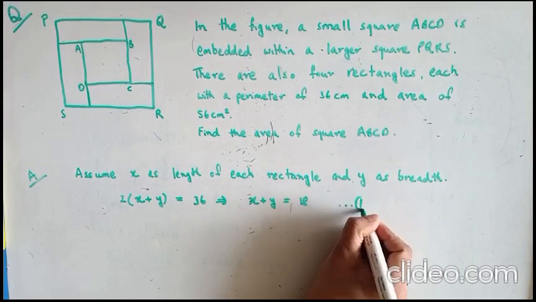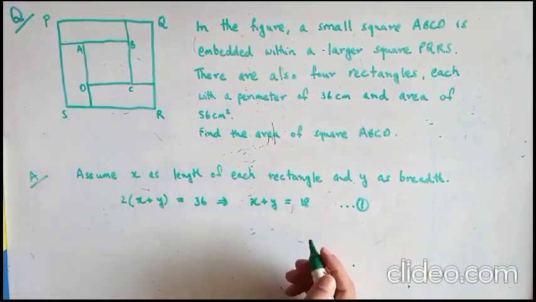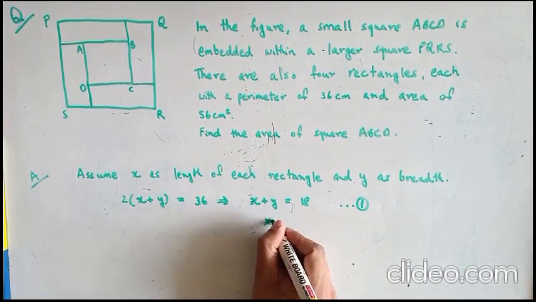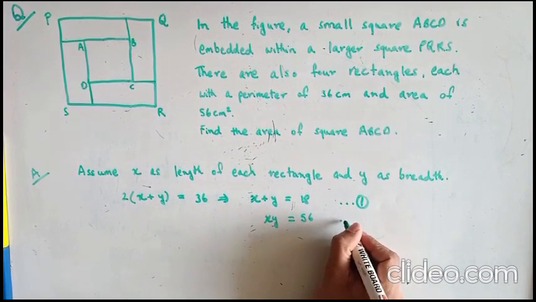Mark this as equation 1. Now we go to the area of each rectangle, which is equal to the length into the breadth. So x into y will be equal to 56, right?